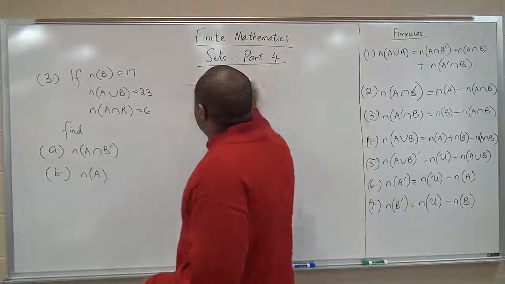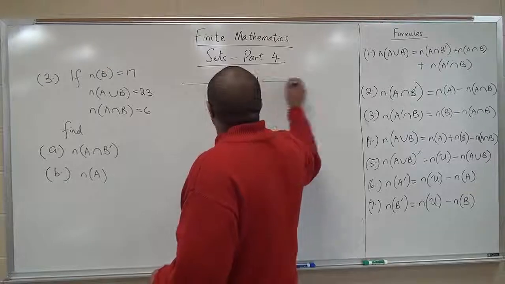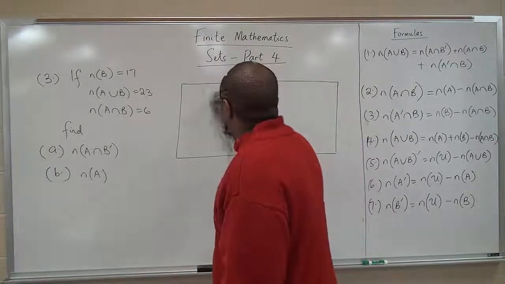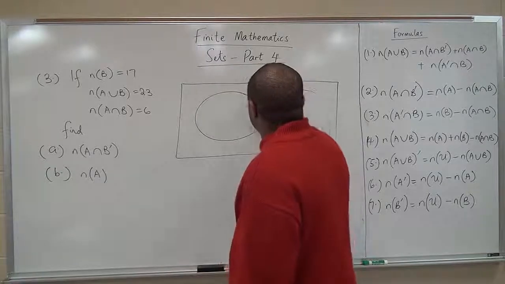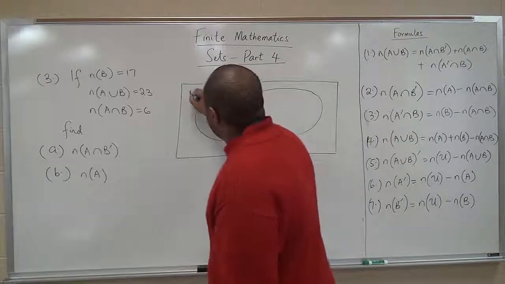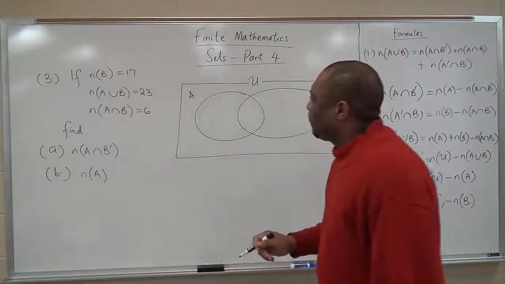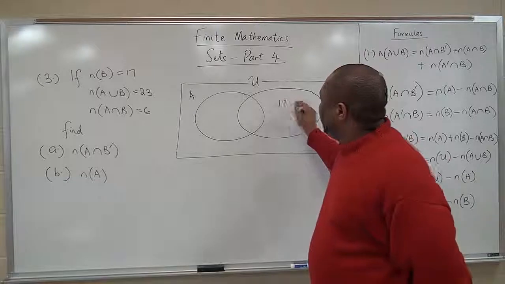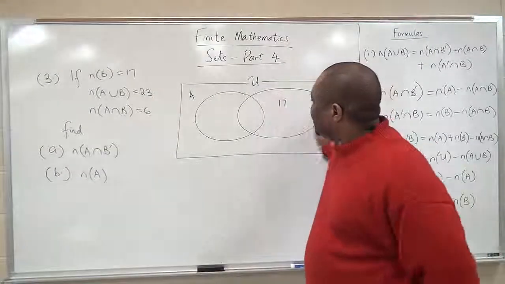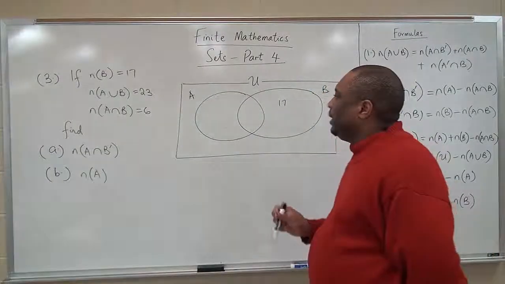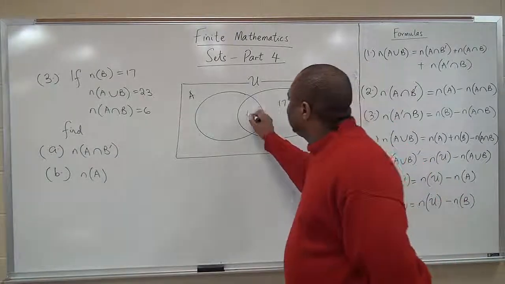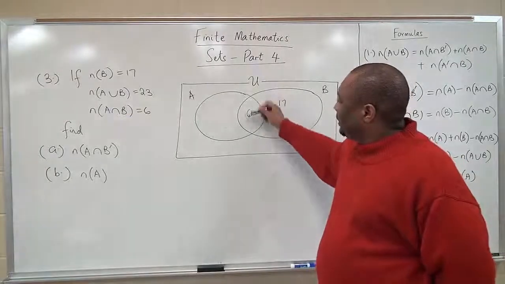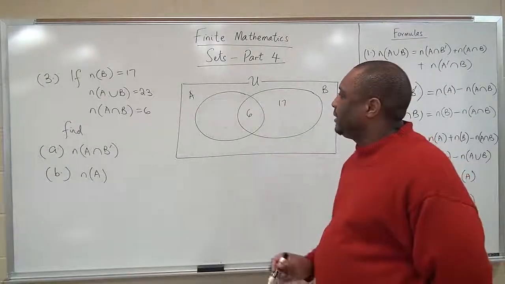Okay, now we have the universal set. It was not given to us, that is fine. And we have set A and we have set B. Now we have that the cardinality of B is 17. That means everything in B, this circle, is 17. Cardinality of A intersect B is 6. Therefore, this is just what they share in common, 6.